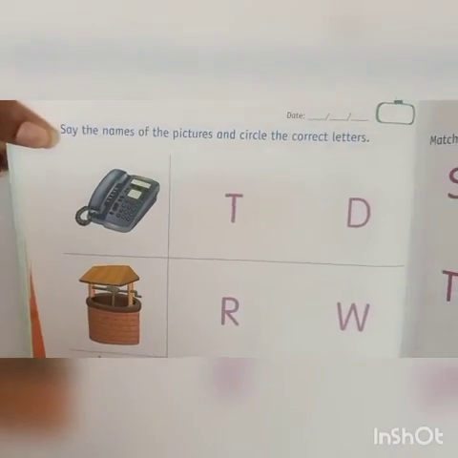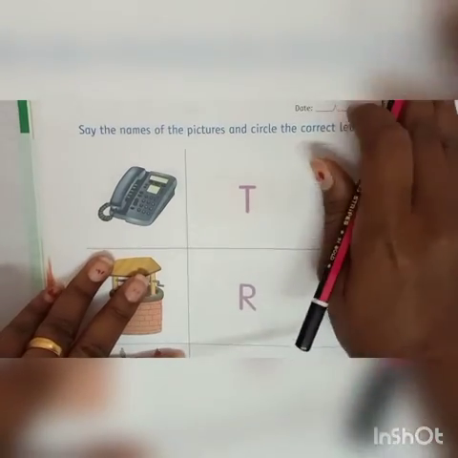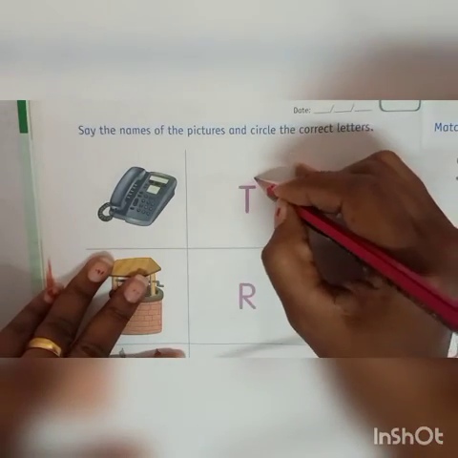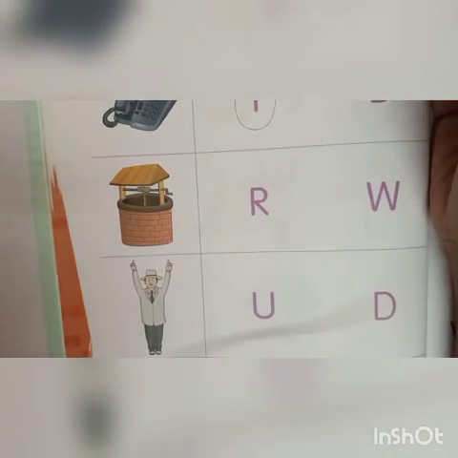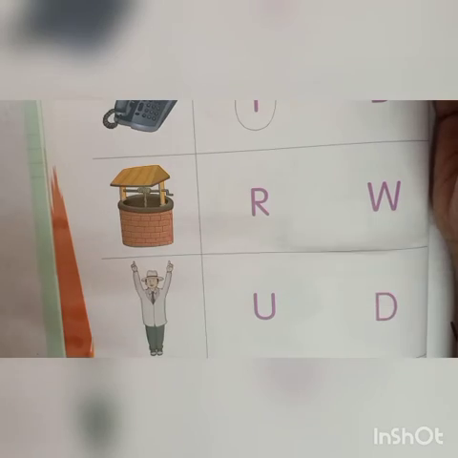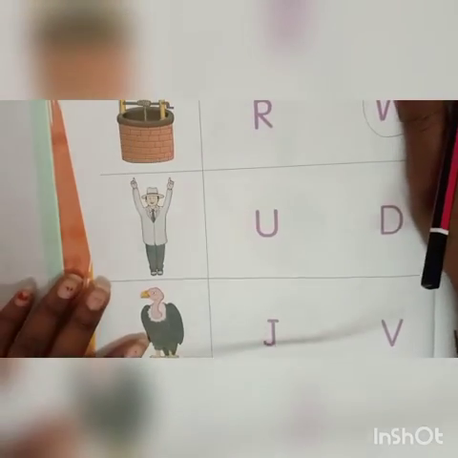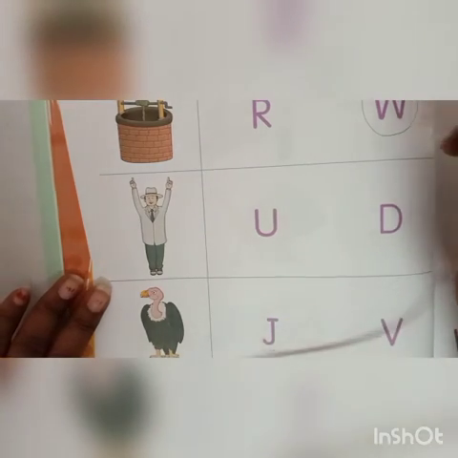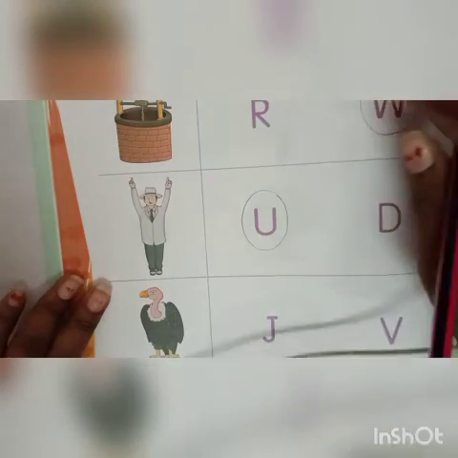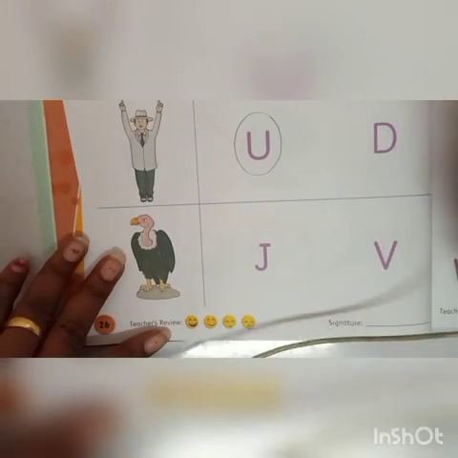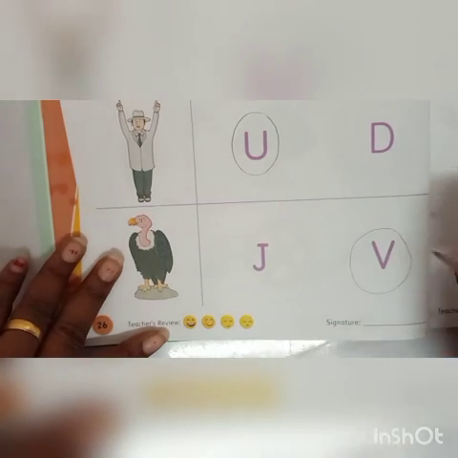Say the names of the pictures and circle the correct letters. T for telephone, so circle the letter T. Next, W for well, so circle the letter W. Next, U for umpire, then we'll circle the letter U. V for vulture, so circle the letter V.